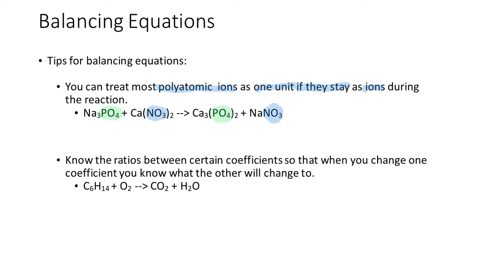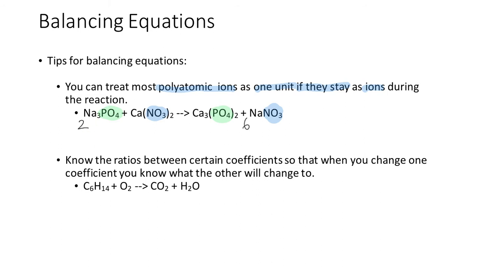So when we start thinking about balancing this, this Ca3(PO4)2 here, we can see that there's 2 PO4s here and there's only 1 PO4 there, so I'm going to have to balance that out by putting a 2 in front of that one. If I put a 2 in front of that one, I've got 6 sodiums there, so I'm going to put a 6 in front of this one.